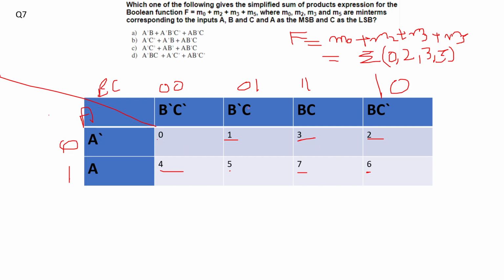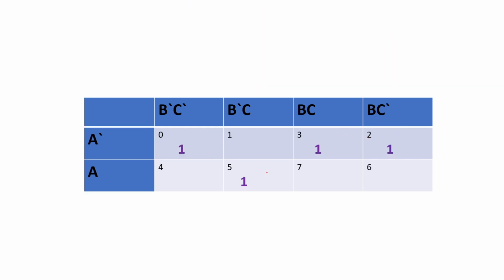Next, we will mark all those minterms as 1 as given in the function, that is 0, 2, 3, 5, like this. Now in a three variable system, the largest possible group we can construct is an octet. But as per the given condition, we cannot construct that. So we have to look for a quad. Can we construct a quad?